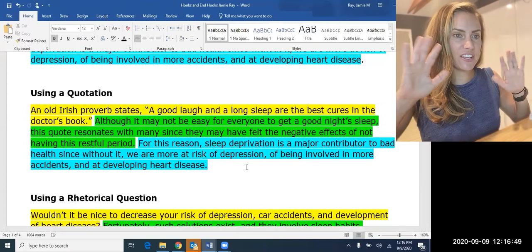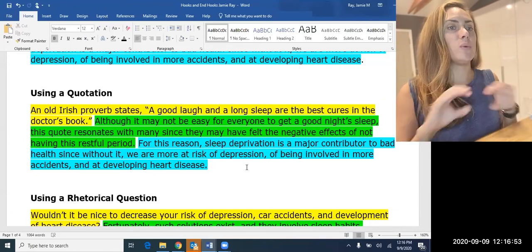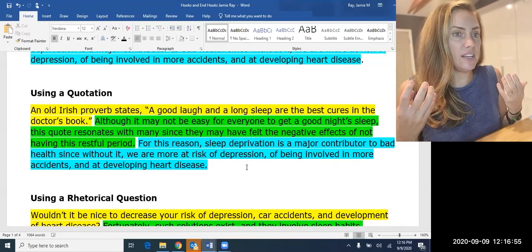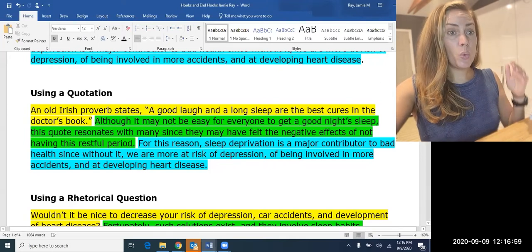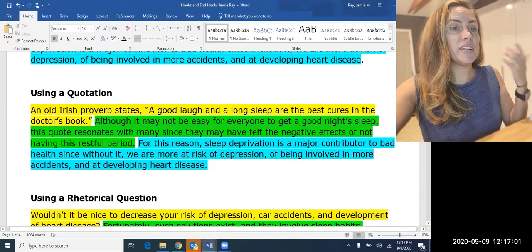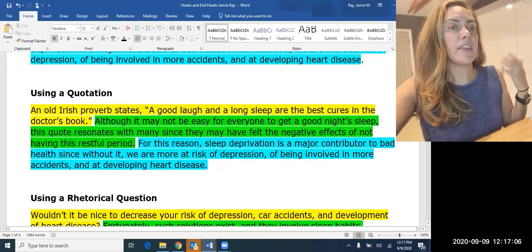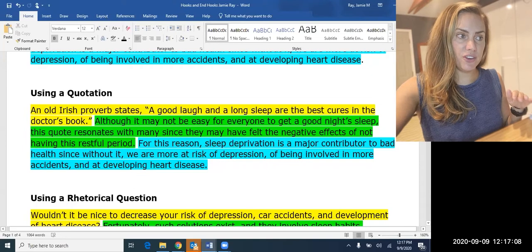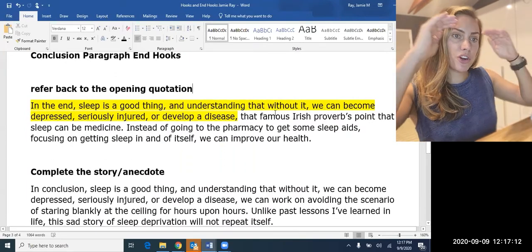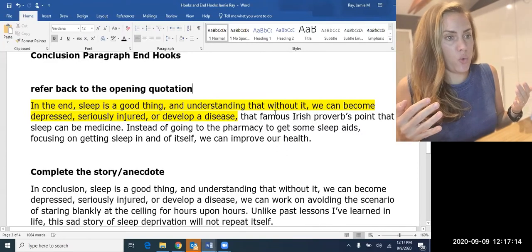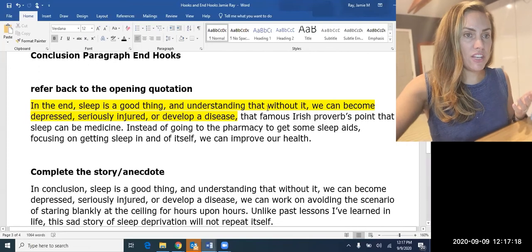So you got that? You can see we got a hook, that's a quote. We got some connecting information, and we have our thesis, which is our opinion about sleep deprivation. So when we end our essay, we can finish by restating that thesis in different words and by leaving with an end hook. And a nice way to do it is, since you started with a quote, you can end with a quote or refer back to the first quote you already mentioned.